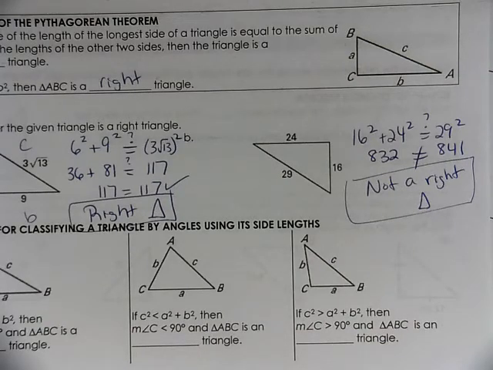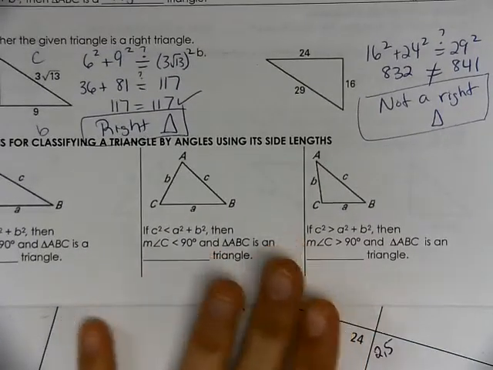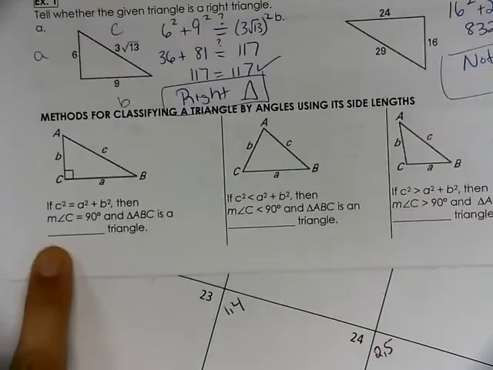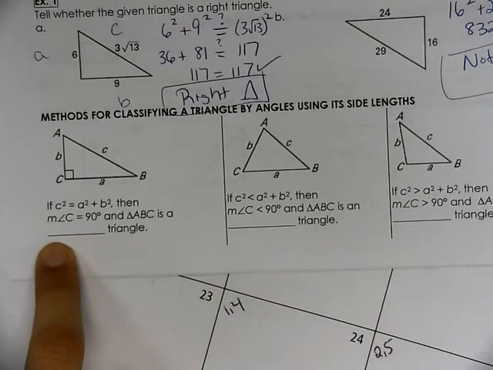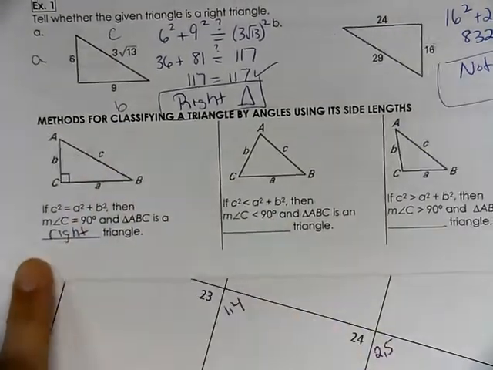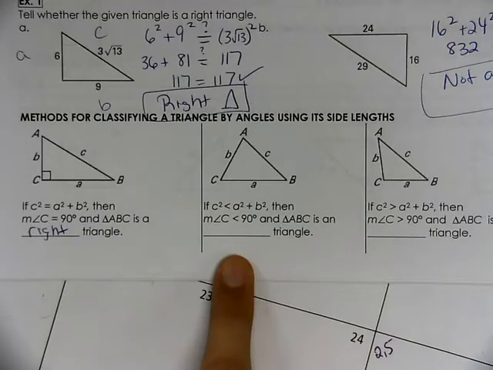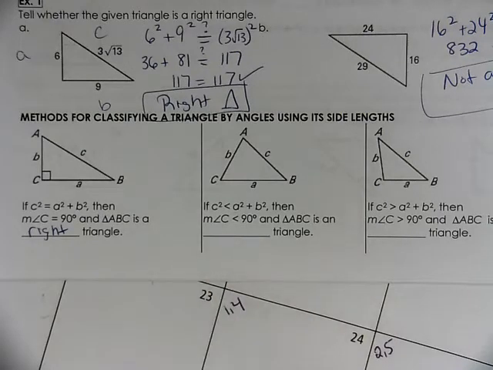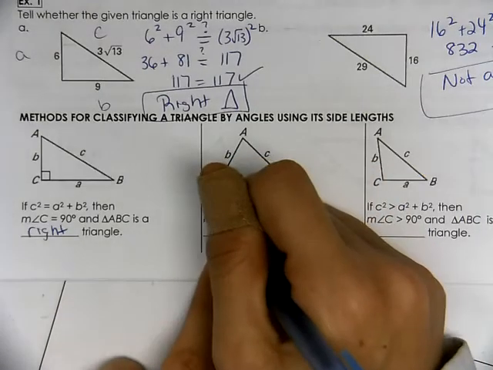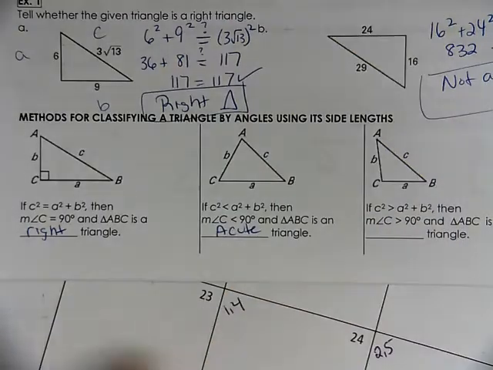Okay, so the Pythagorean theorem has to be true in order to create a right triangle. There are other ways that you can classify a triangle just by its sides. If the Pythagorean theorem is true, a squared plus b squared equals c squared, you have a right triangle. If c squared is less than a squared plus b squared, you have an acute triangle.